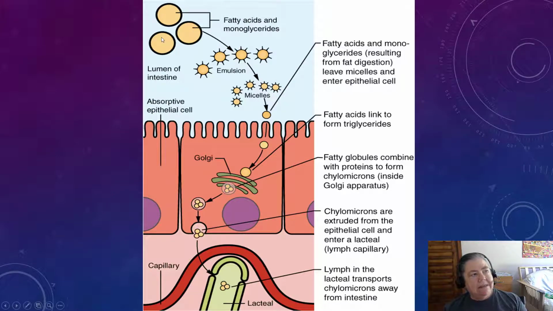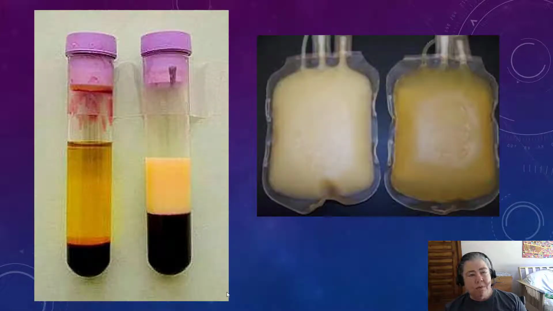fatty acids and monoglycerides, again, being emulsified by bile acids, forming micelles, entering the brush border where the fatty acids are processed in the enterocyte into something called chylomicrons. So they are processed into new triglycerides, which are combined with proteins to make chylomicrons. And the chylomicrons are then extruded into the lacteals, which transport them away.